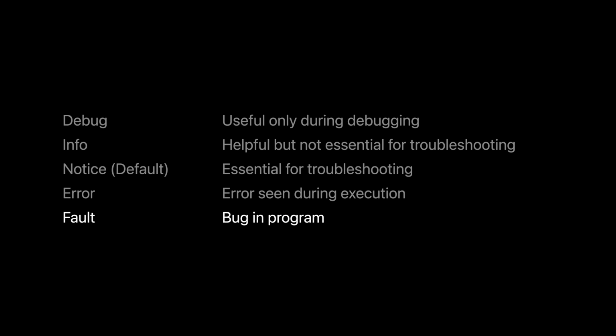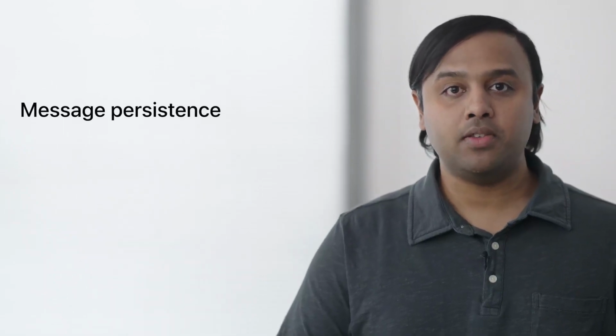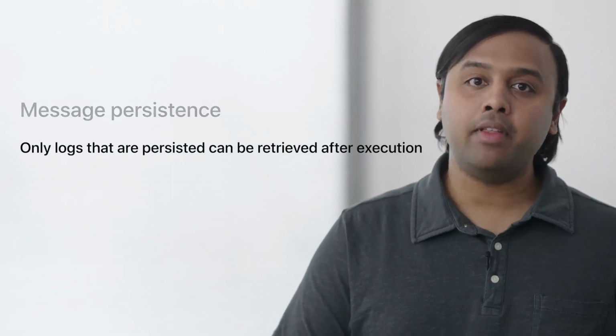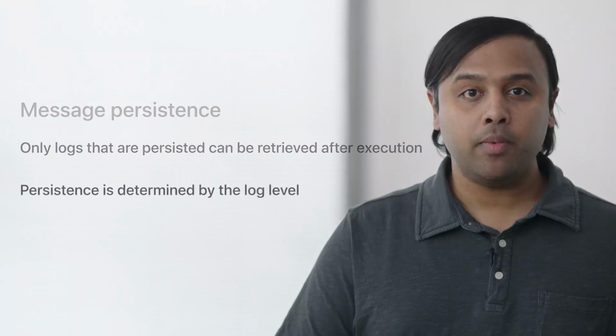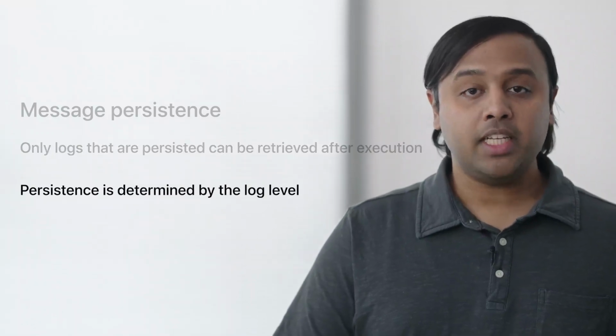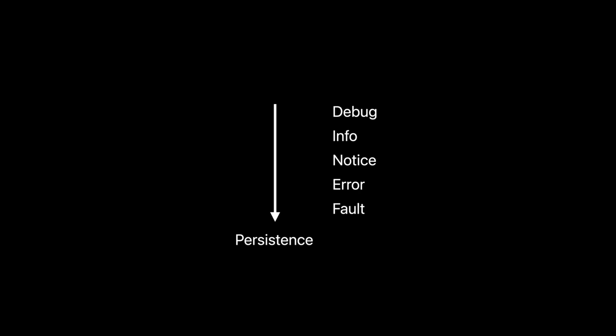The error and fault levels are highlighted with yellow and red bubbles in Console app. The logger type has methods for each log level. For example, to log a debug message, call the debug function on a logger. While choosing a log level, an important thing you must consider is persistence. That is, whether a log message is archived and can be retrieved later after the app has finished executing. The logs that aren't persisted can only be streamed while the app is running. Whether a message is persisted or not depends on the log level. Persistence increases with the message's importance.